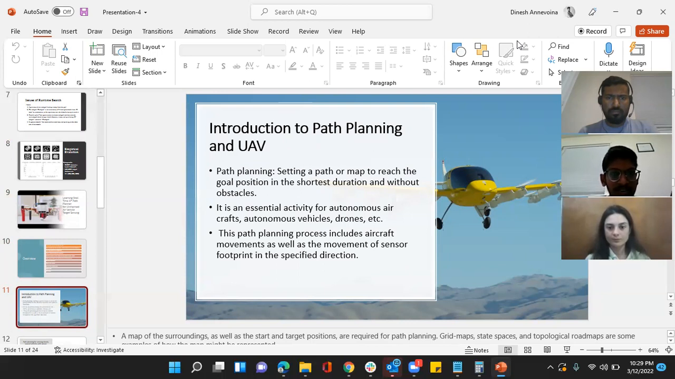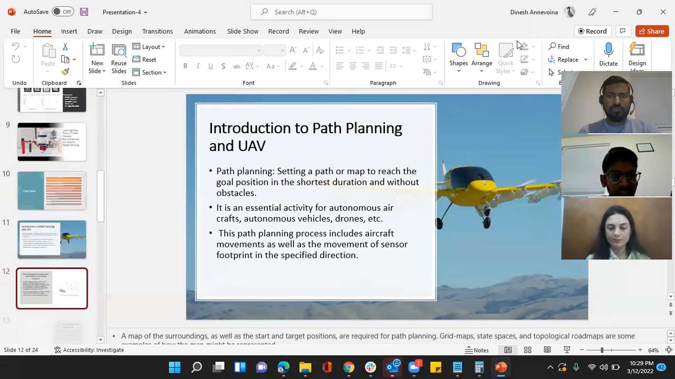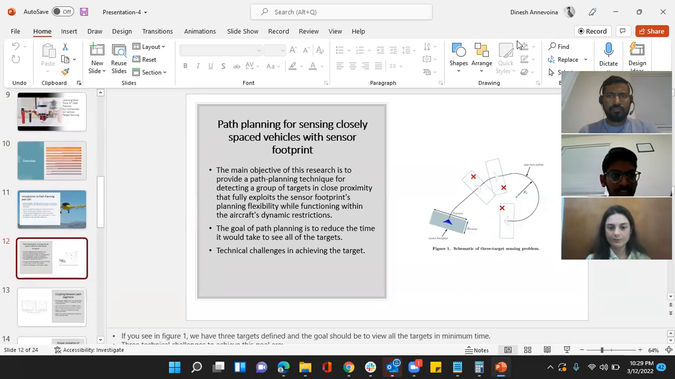This path planning process includes aircraft movements as well as the movement of the sensor footprint in the specified direction. For example, this path planning majorly requires a map of the surroundings, such as the environment, and a start and ending position, like a target position where we have to reach the goal. Some examples of these are grid maps, state spaces, and topological road maps that we generally see in real life.